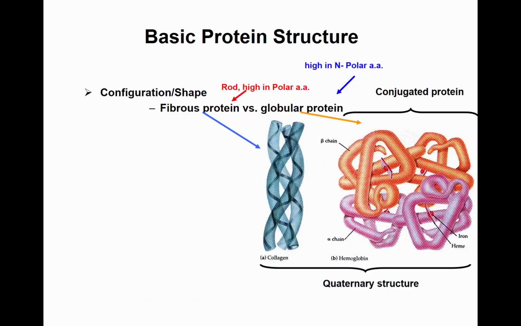The configuration of the tertiary structure can also be of different types. So you have the fibrous proteins and then the globular proteins. Fibrous proteins are rod shaped, mostly high in polar amino acids, because when you have a lot of polar amino acids, they want to be exposed to water. So there's not a lot of interior moiety like in a globular protein. When you have a globular structure, that means there are a lot of hydrophobic groups that want to associate and hide from water.